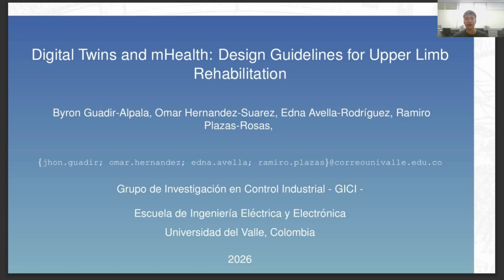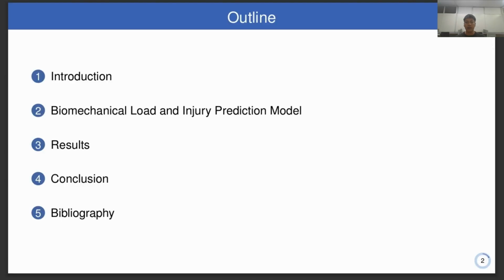Hello everyone. Today we are presenting digital twins and mHealth design guidelines for upper limb rehabilitation. This work was produced by Guadir, Omar Hernandez, Edna, and Ramiro Plazas, members of the Industrial Control Research Group (GISI) at the Universidad del Valle. This is our outline.